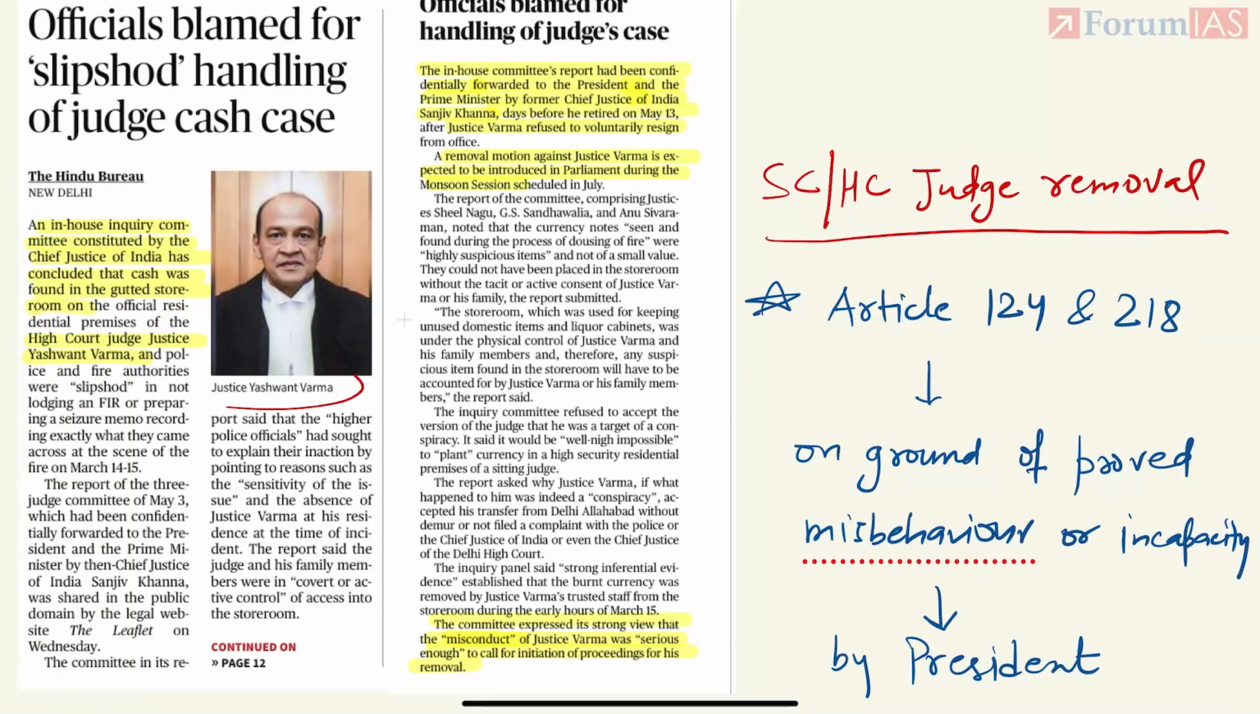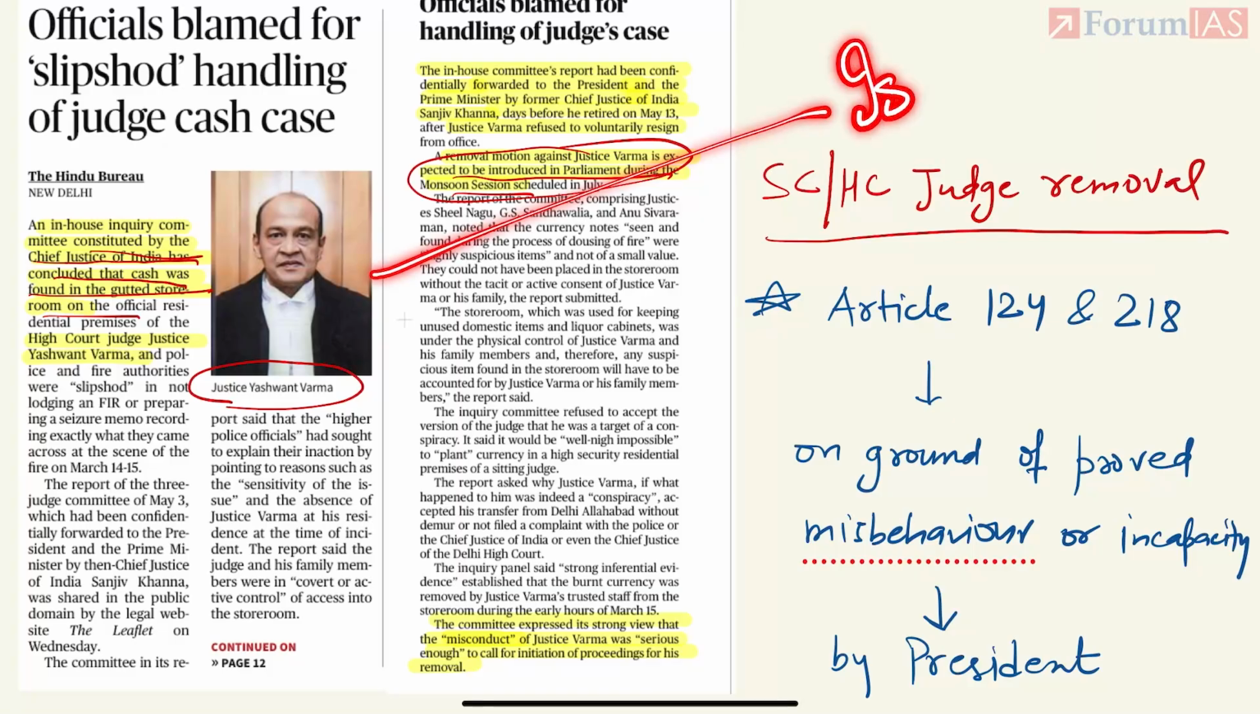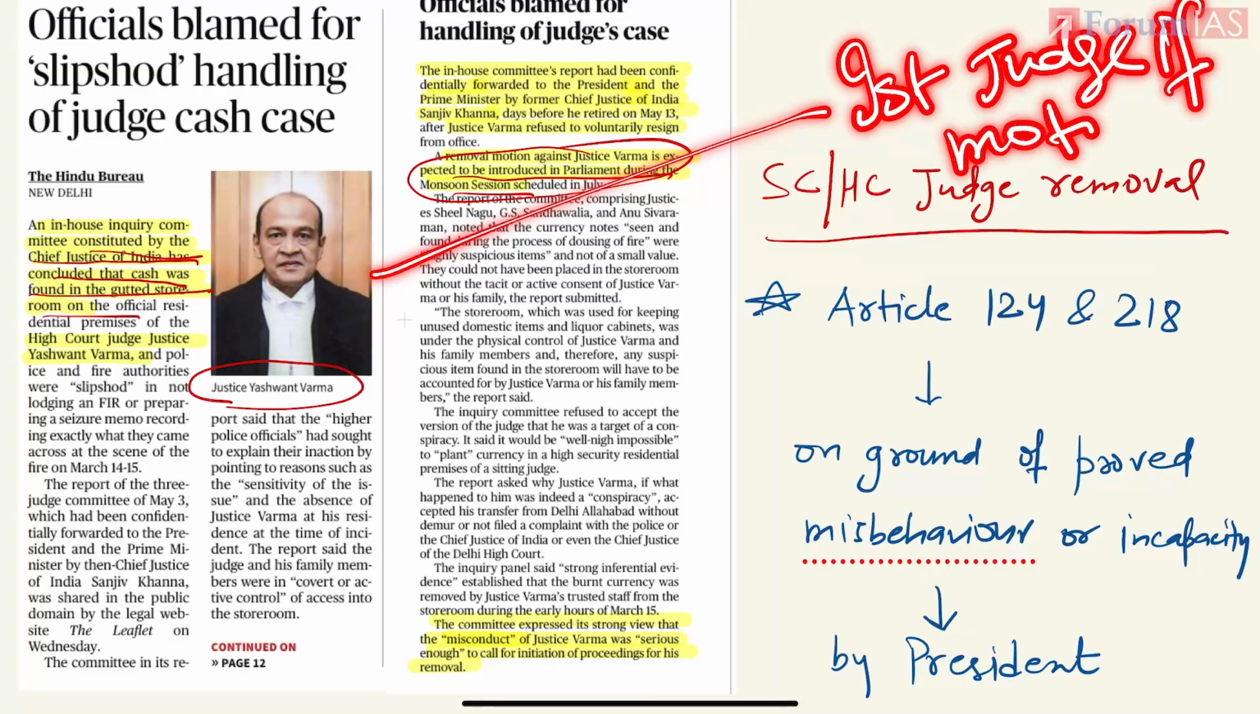So Justice Yashwant Verma is likely to face an impeachment motion in the upcoming parliament session. An in-house inquiry constituted by the Chief Justice of India concluded that cash was found in the gutted storeroom on the official residence of the judge. So basically, according to the report, he is guilty. First judge, if the motion is passed.